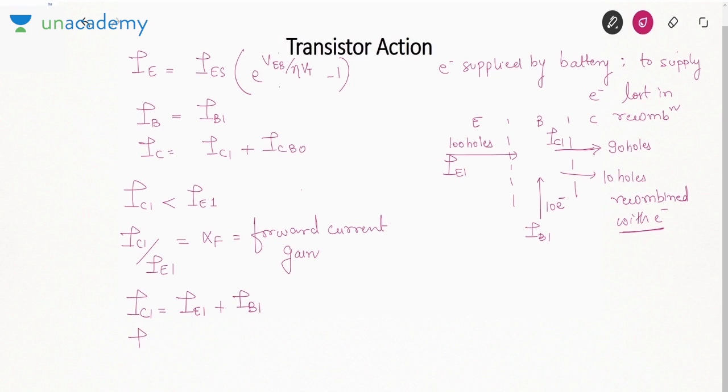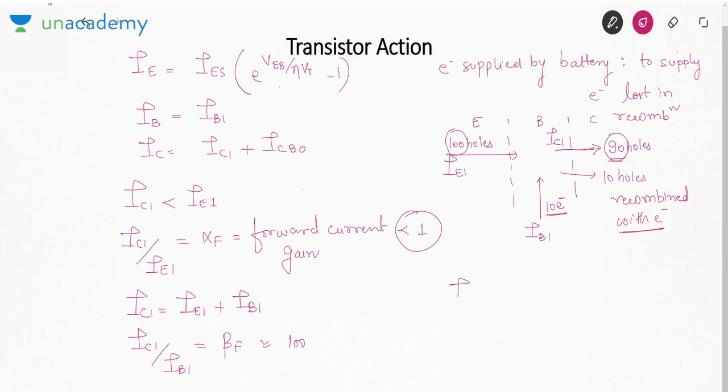Due to this, we define another factor, IC1 by IB1, which is called beta F. It is also called forward current gain, but alpha F is less than 1, whereas beta F is high, approximately 100. See like this, 90 holes are going into the collector. So if you take collector upon emitter, 90 upon 100, 0.9, less than 1. If you take collector upon base, 90 upon 10, that is 9, so it will be high. Practically it is of the order of 100, but here in this example I am taking it as 9.